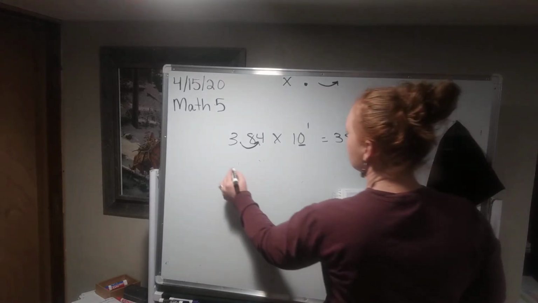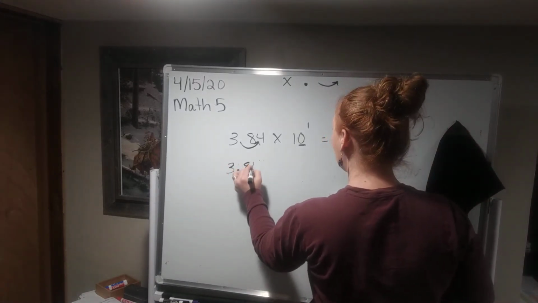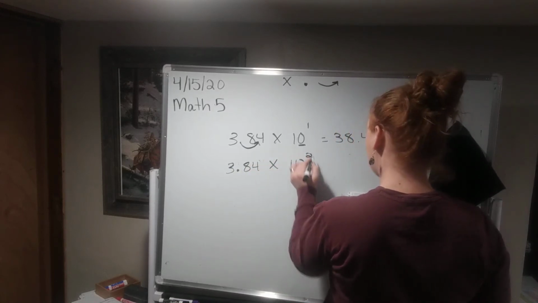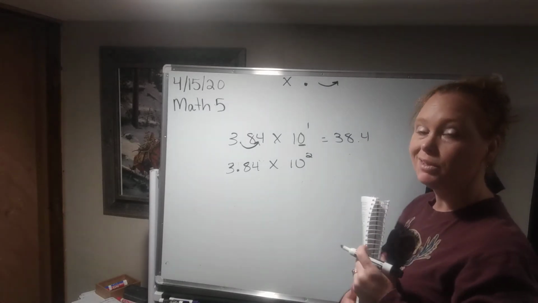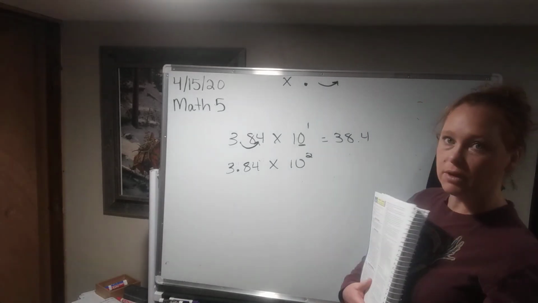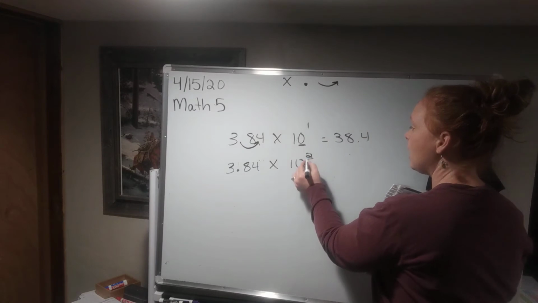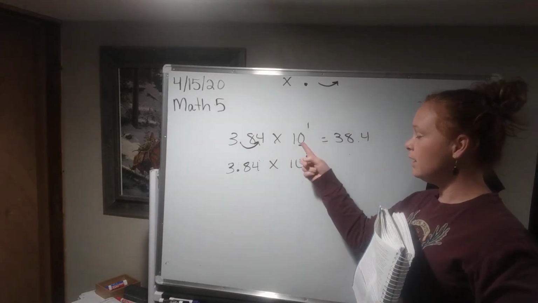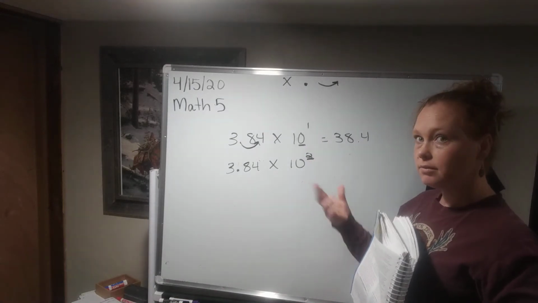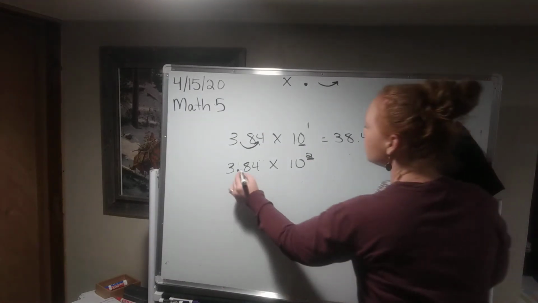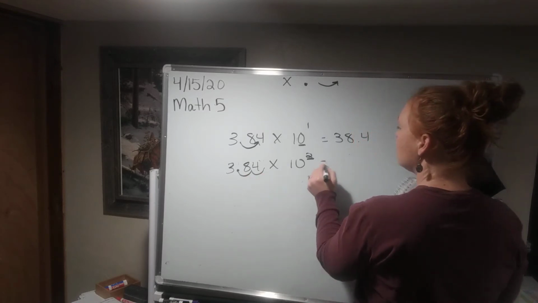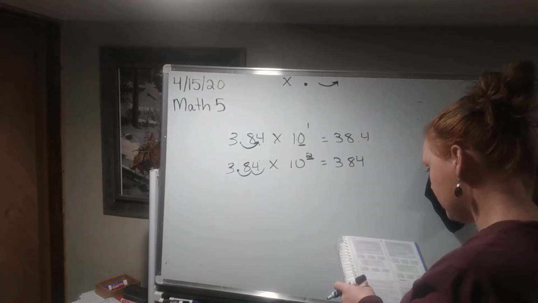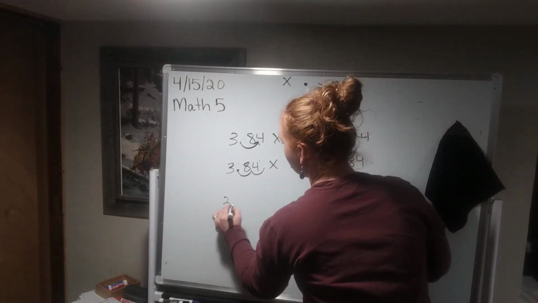Now, I'm going to do this problem again. 3.84 times 10 to the second power. Now, how many times am I multiplying 10? 2 times. So how many zeros? 2. How many times am I going to move the decimal? 2. Do you see how we moved it 1 here? We're going to move it 2 here. Are you catching on? So we're going to move it to the right 2 times. So I get 384.